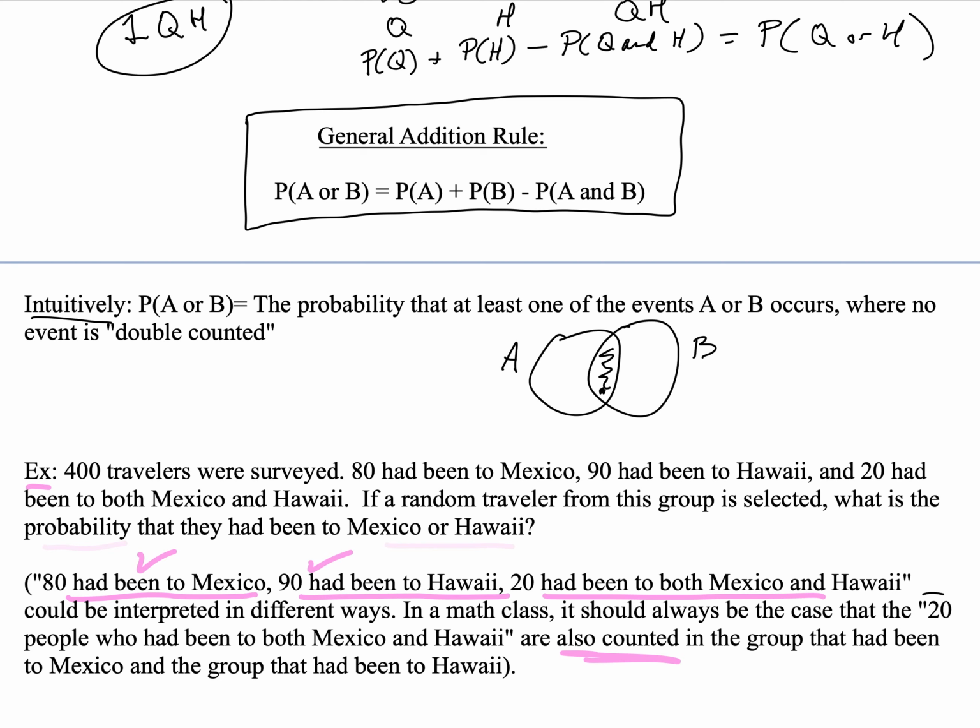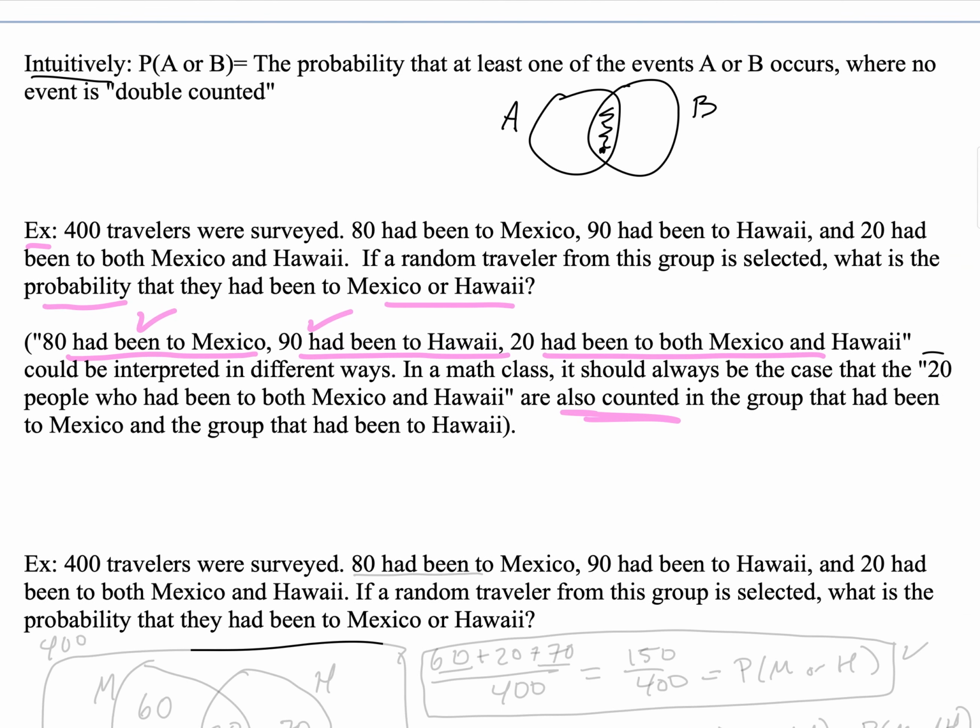So with that in mind, try that problem out. If a random traveler from this group is selected, what is the probability that they'd been to Mexico or Hawaii? All right.